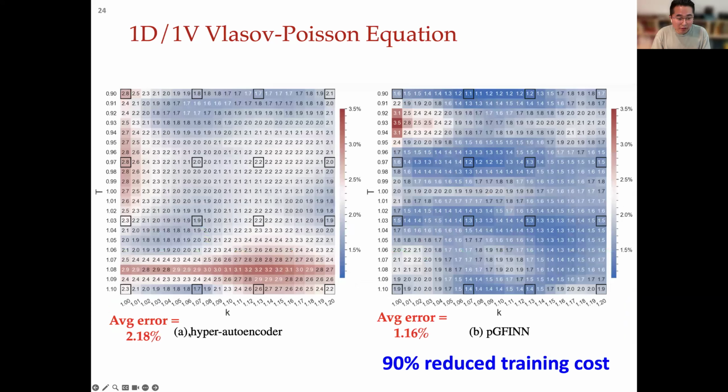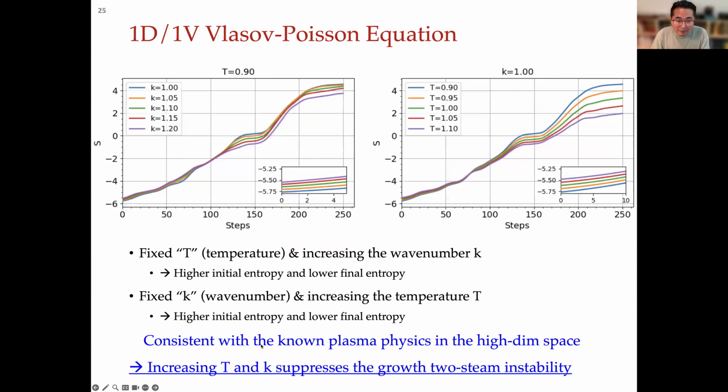When we compare this hyperautoencoder case versus the parametric GFIN, we see that we get slightly better average error, but a 90% reduced training cost. So HyperNet is quite expensive in that case. And we also looked at what this entropy does with respect to the parameter.